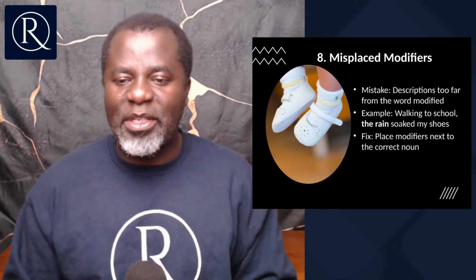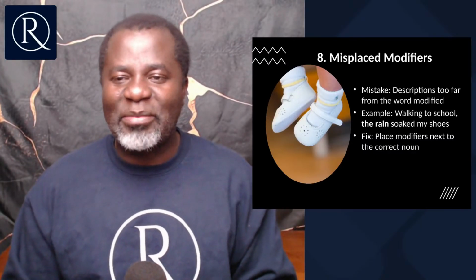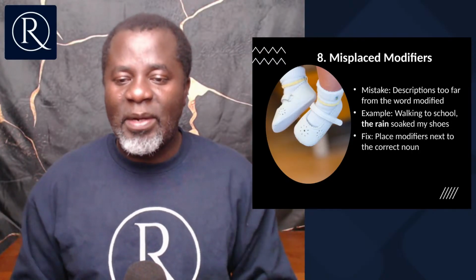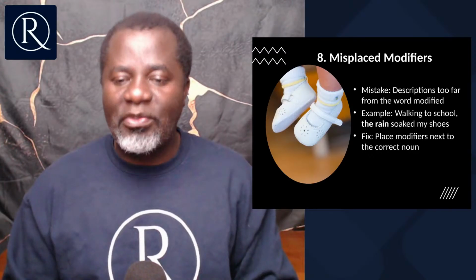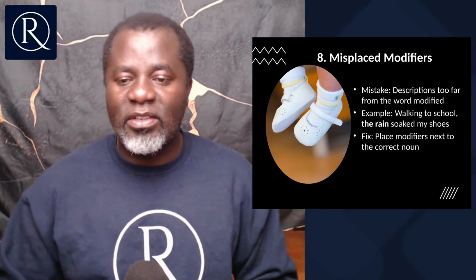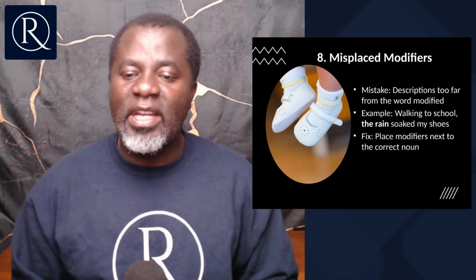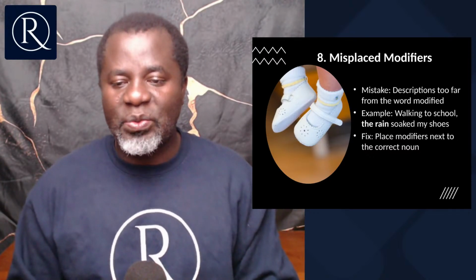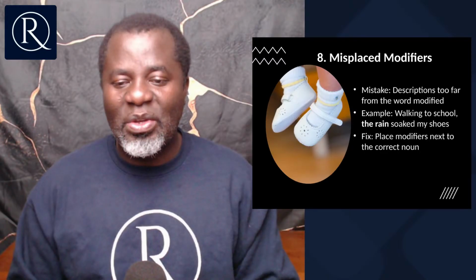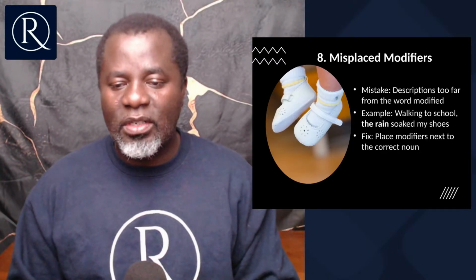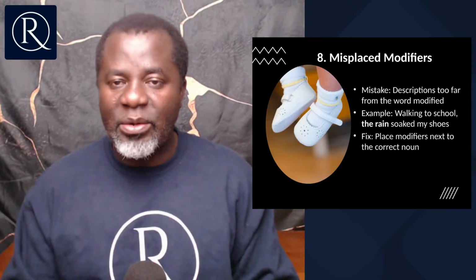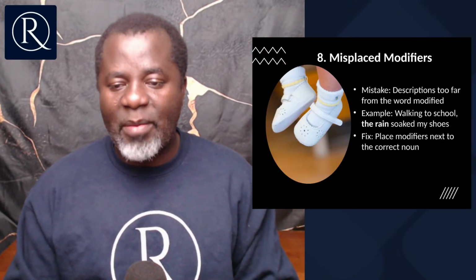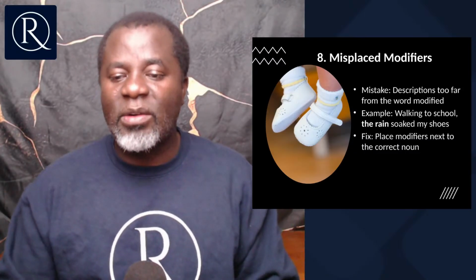Mistake number 8, misplaced modifiers. On this one, I've got a very good example. What is the mistake? Descriptions too far from the word modified, where you are describing something that is too far from the word that is being modified. An example: walking to school, the rain soaked my shoes. Now, with this kind of sentence, you need to make sure that after the comma, the thing that did the action is the one that comes.